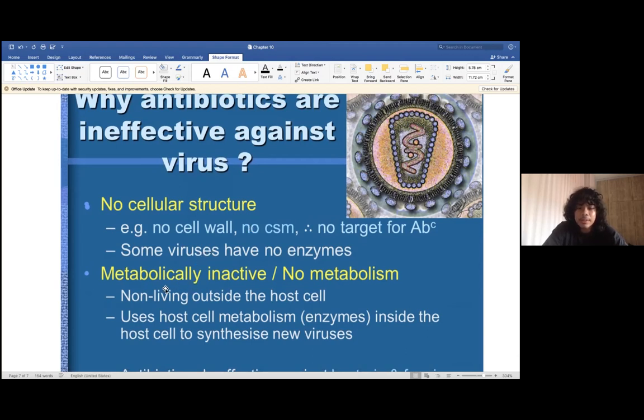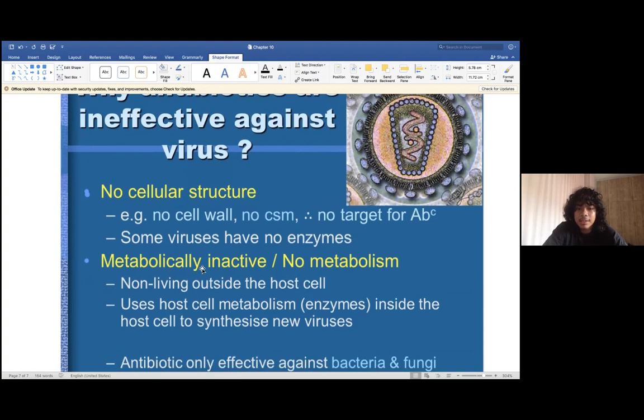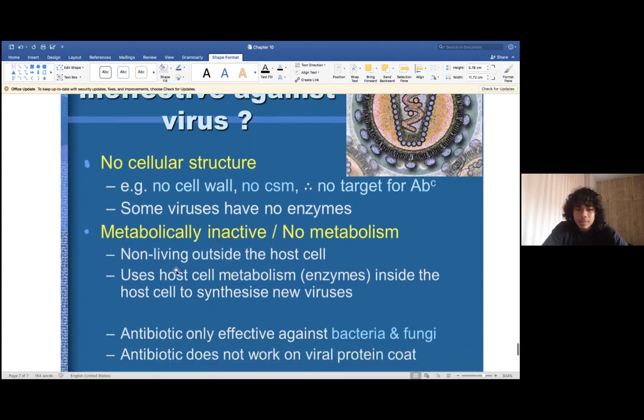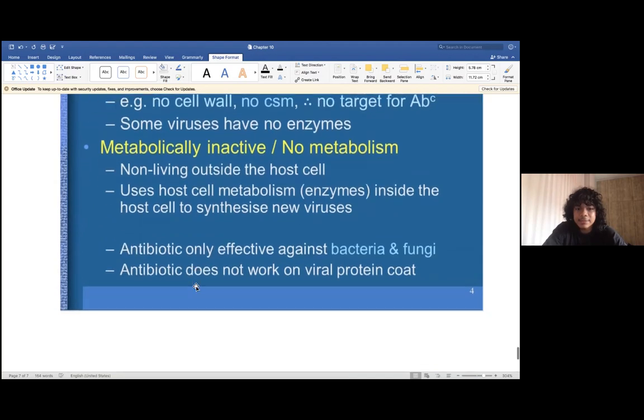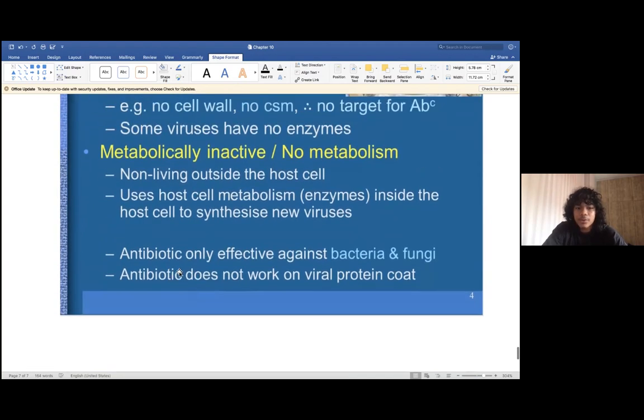The second point is that it is metabolically inactive, or it has no metabolism because it is non-living outside the host cell. So basically it just dies outside the host cell. And it uses host cell metabolism enzymes inside the host cell to synthesize new viruses. In conclusion, antibiotics are only effective against bacteria and fungi, and antibiotics don't work on viral protein coats.